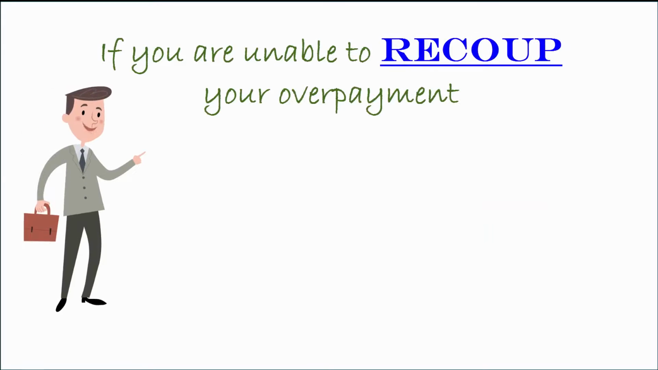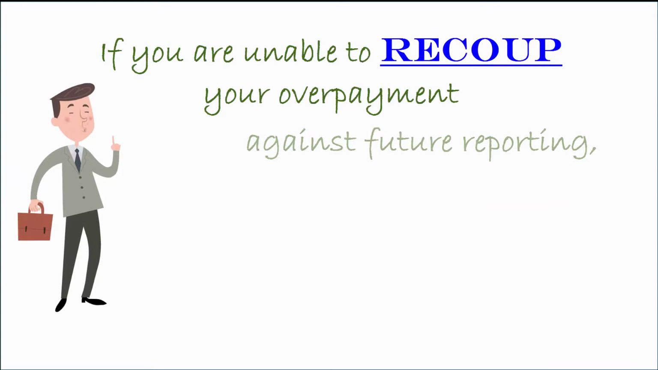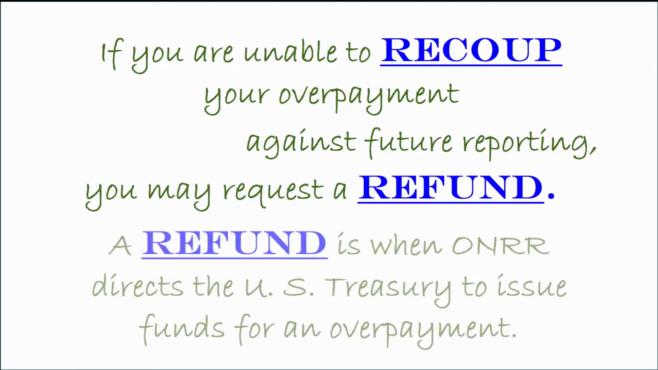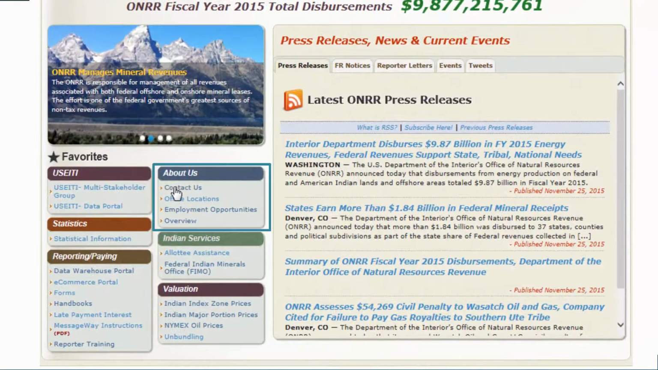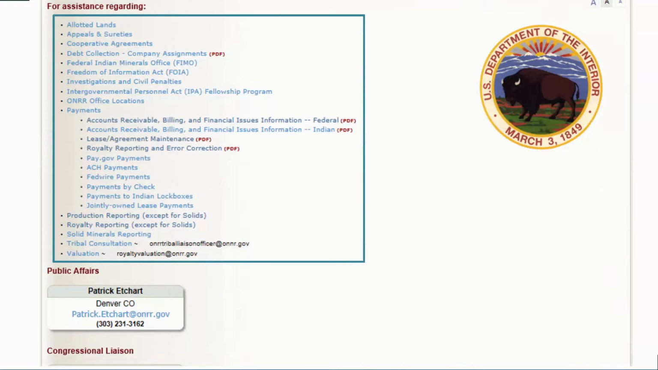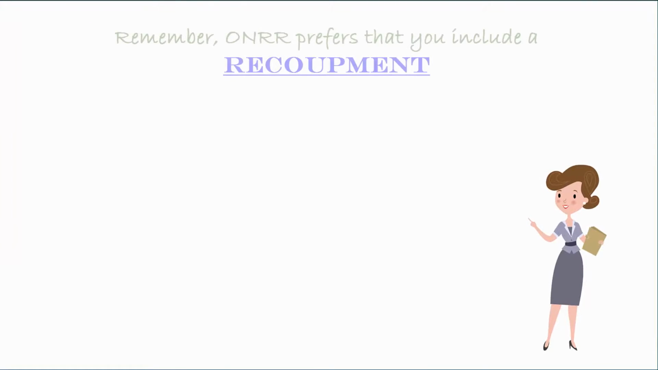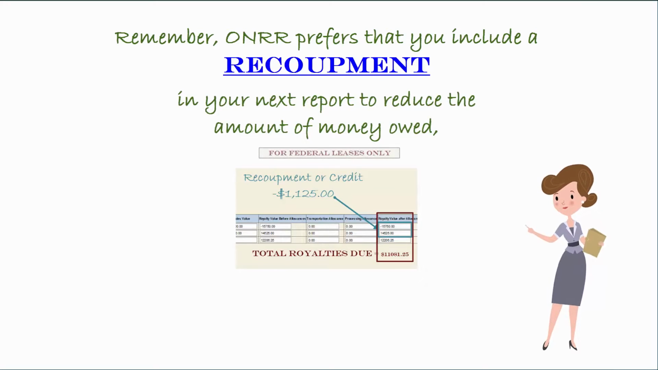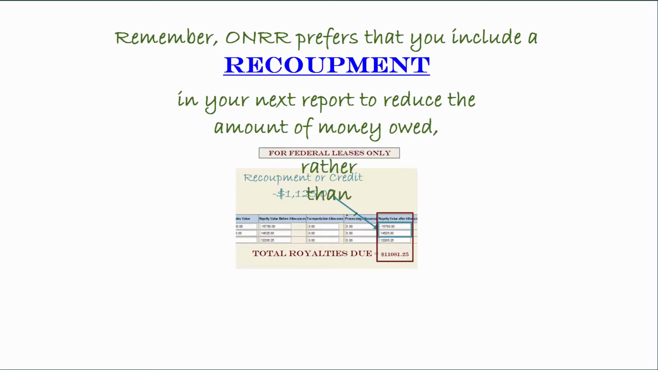If you are unable to recoup your overpayment against future reporting, you may request a refund. A refund is when Honor directs the U.S. Treasury to issue funds for an overpayment. We recommend you contact your appropriate contact here at Honor for further guidance. Remember, Honor prefers that you include a recoupment in your next report to reduce the amount of money owed, rather than requesting a refund.